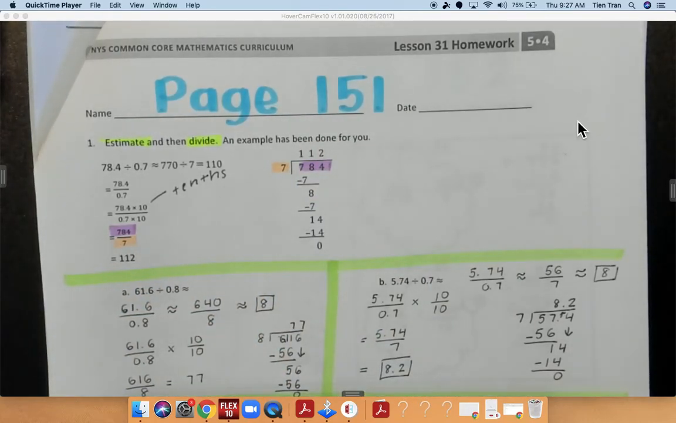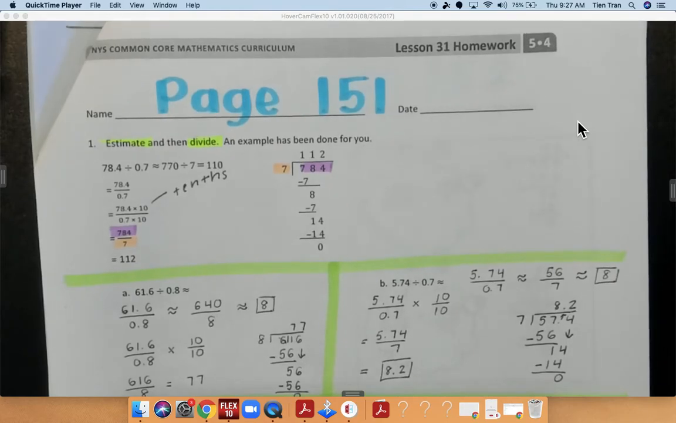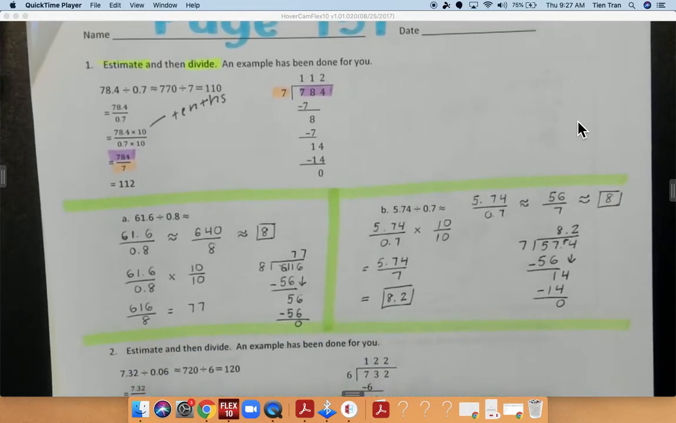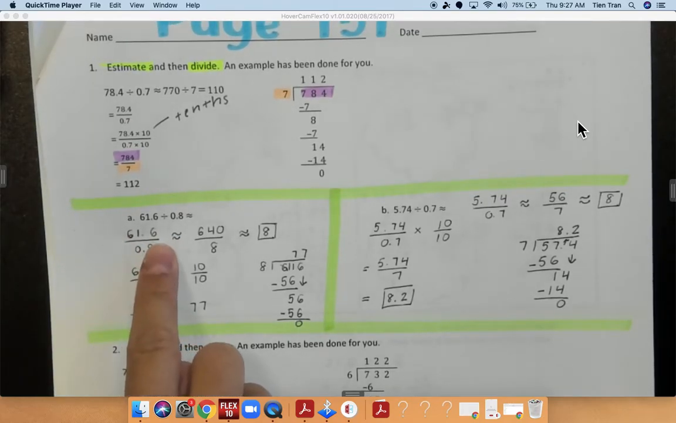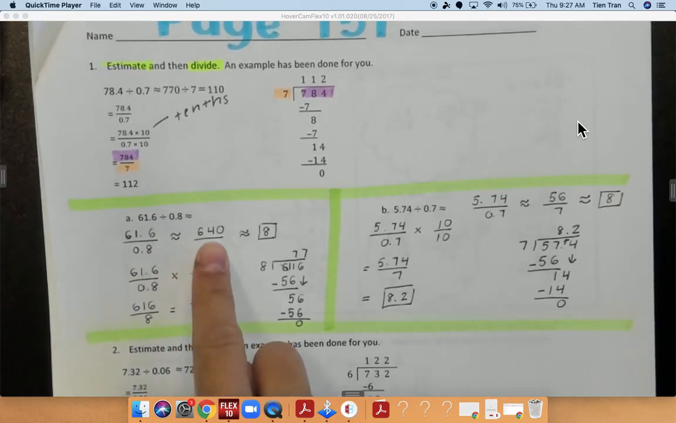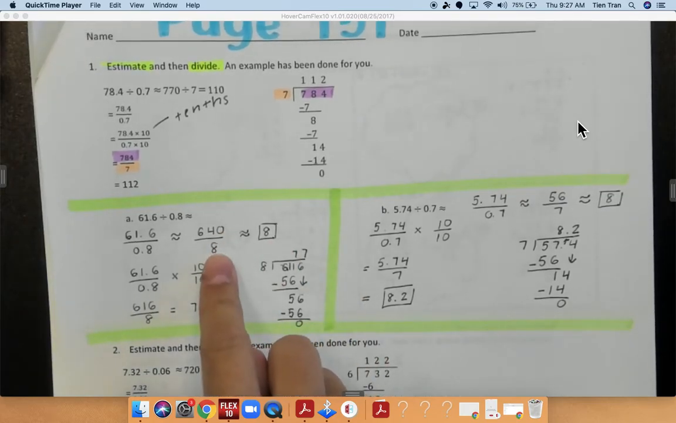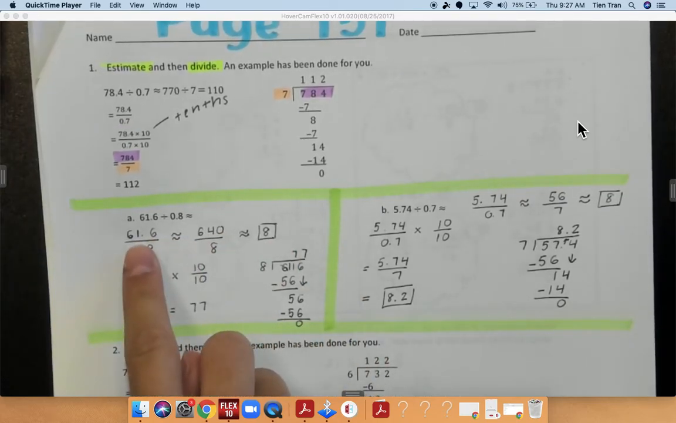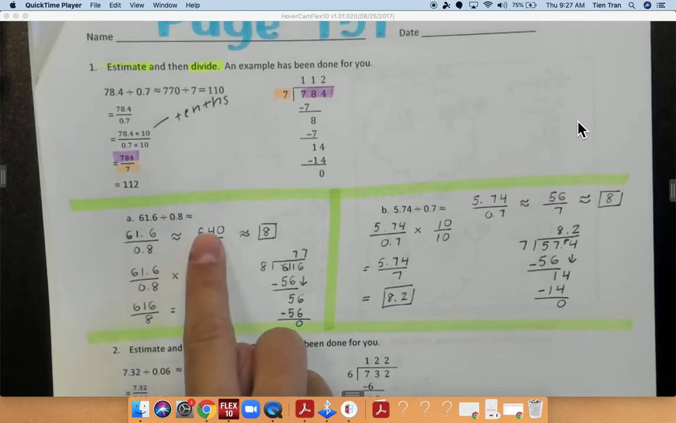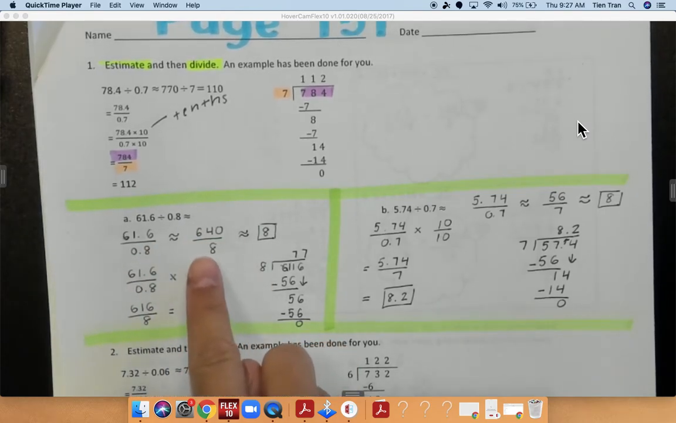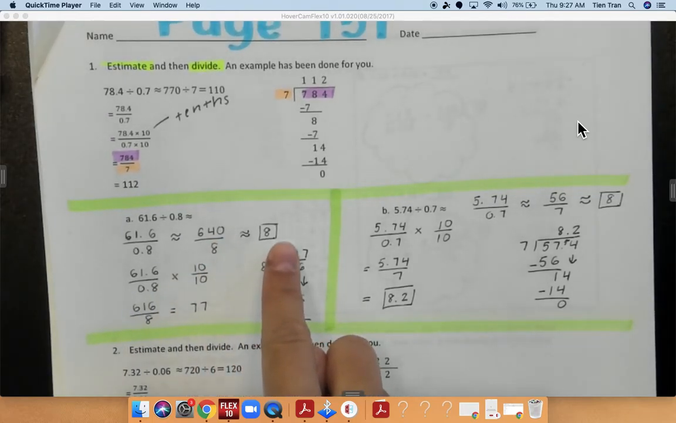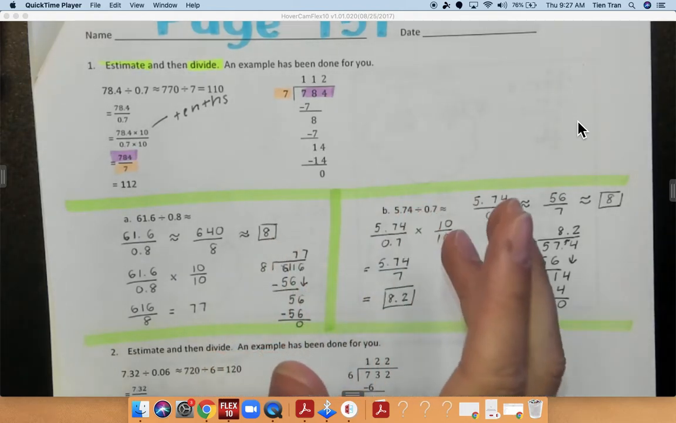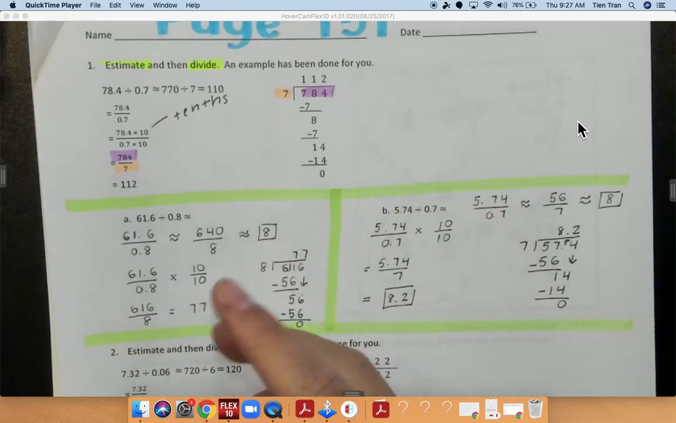So that's what you're going to do for all of the other problems. You're going to make sure to estimate and then divide. So over here, we estimated 61 and 6 tenths divided by 8 tenths. So we changed it to a number that is easier to divide. So a factor of 8 is going to be 64. So it changed from 616 to 640. And when you estimate that, you know that 640 divided by 8 is equal to 8. So that means that our answer is going to be around 8. It's not going to be precisely 8, but it's around 8.